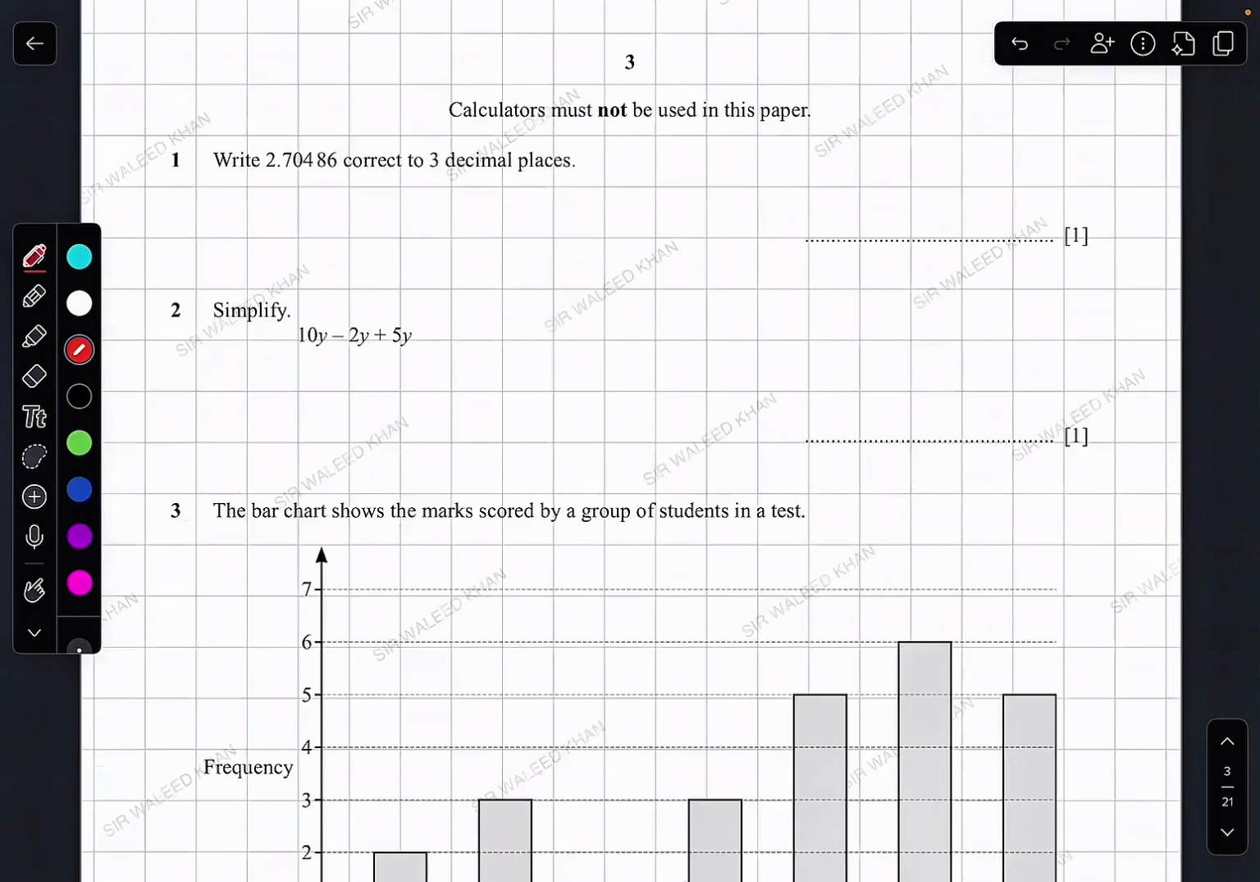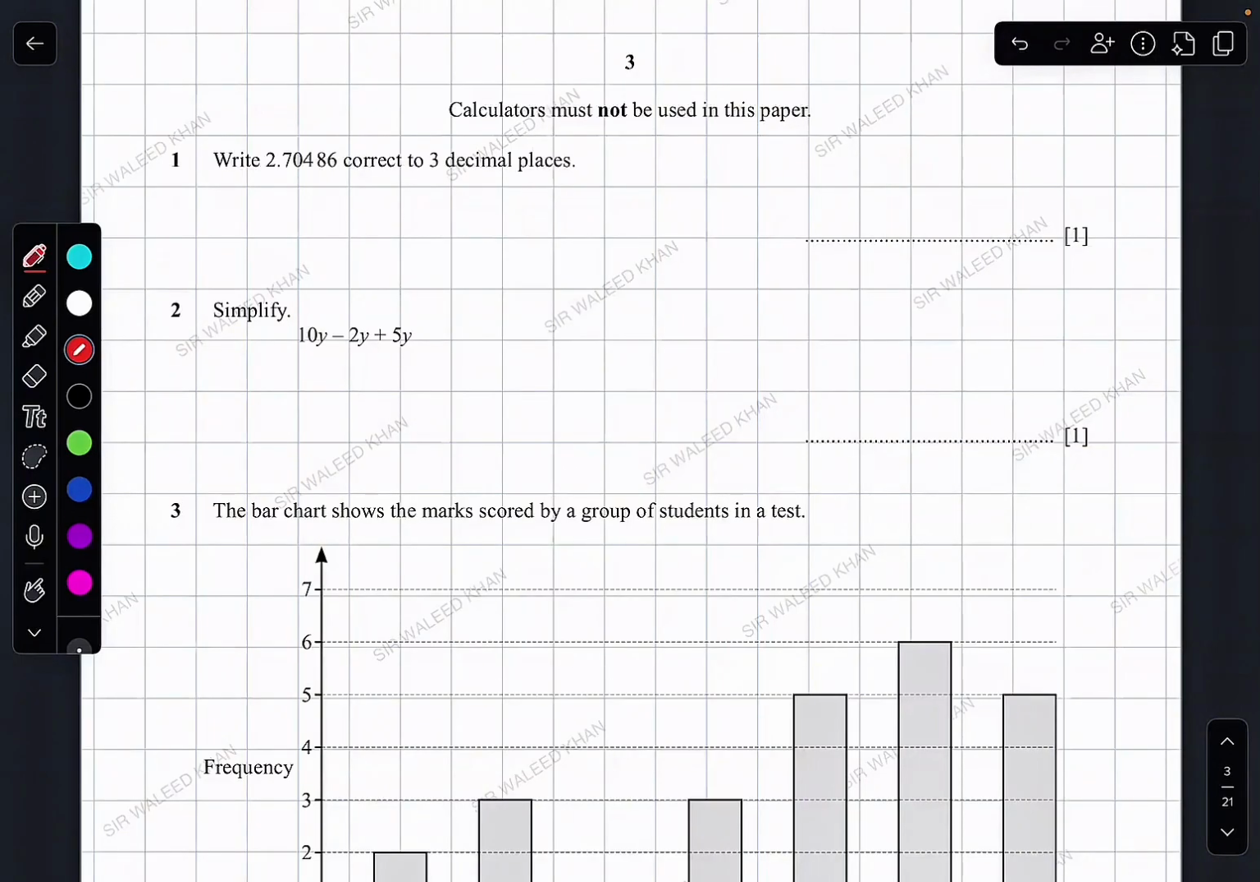Now the first one over here, write 2.70486 correct to 3 decimal places, and this is a non-calculator version, so don't use your calculator even for the simplest calculations. If you are attempting a question, do not stop for me, keep on attempting the questions. Okay?